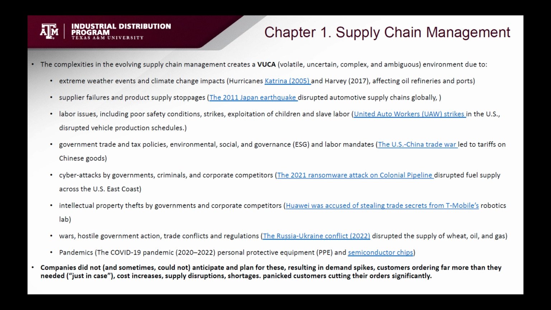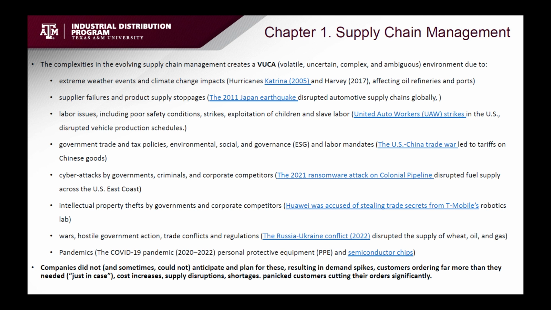Wars and trade conflicts: the Russia-Ukraine conflict disrupted global wheat, oil, and gas. And of course, the pandemics. COVID-19 exposed huge vulnerabilities, especially in personal protective equipment and semiconductor chips, and the Strait of Hormuz impacting world energy supplies. And here's the thing, most companies didn't anticipate any of this.